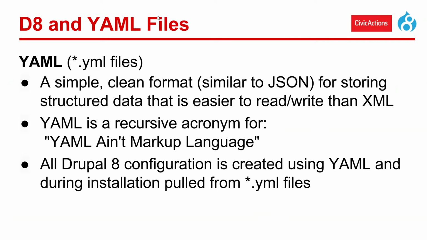So YAML files: all the .info files, your install files, menu hooks, a lot of stuff, everything now is in YAML files. YAML looks a lot like JSON. It stands for YAML Ain't Markup Language, so it's a recursive acronym. And all of the configuration in Drupal is saved into YAML files and pulled out of YAML files. The largest benefit of this is when you're on your dev environment and you get everything configured the way you want, you say export config, it goes down as a giant YAML file, you push it to live, and now you do import config, and all your config comes into live.